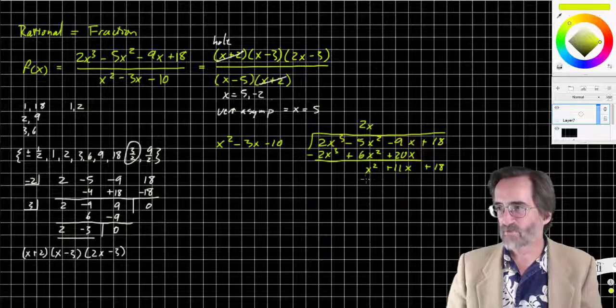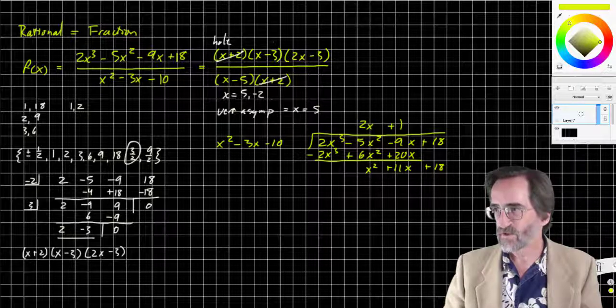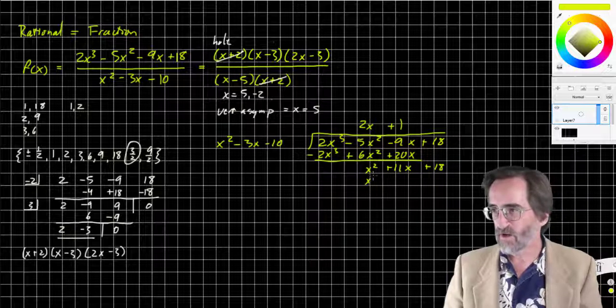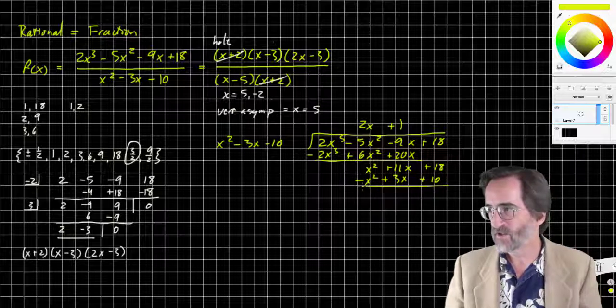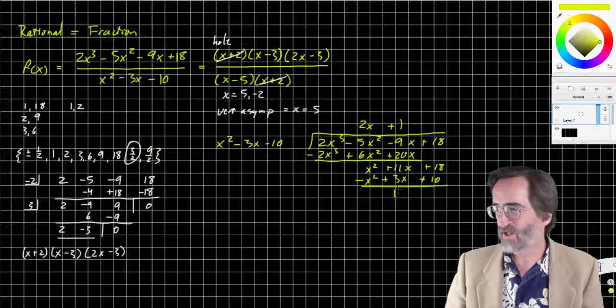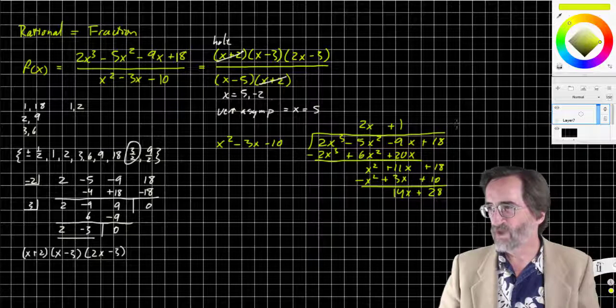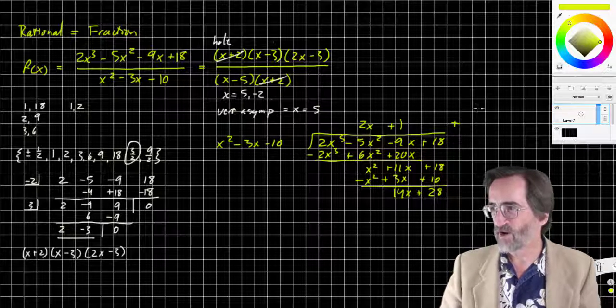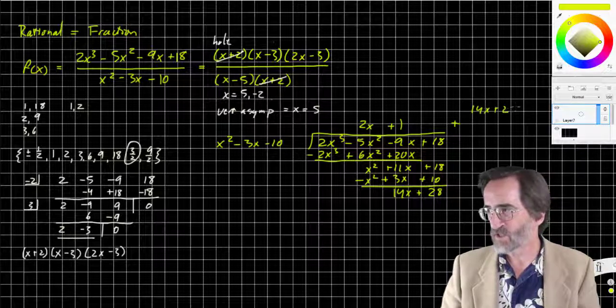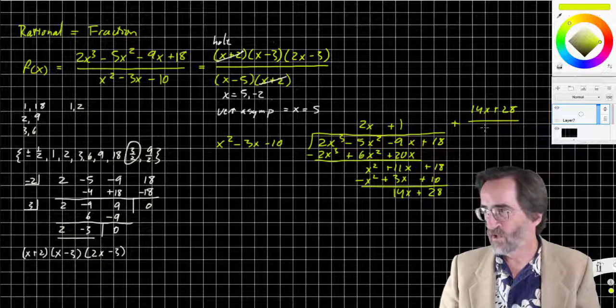Again, x squared times what is x squared? 1. So 1x squared, 1 times -3x, 1 times -10. Subtract, change all the signs, and add. Nothing, 14x, and 28. So if I write the remainder, I write the remainder over the divisor: 14x plus 28 over x squared minus 3x minus 10.